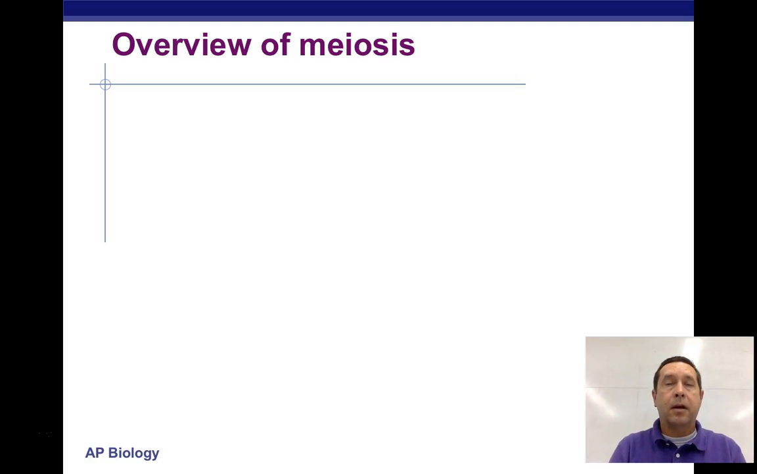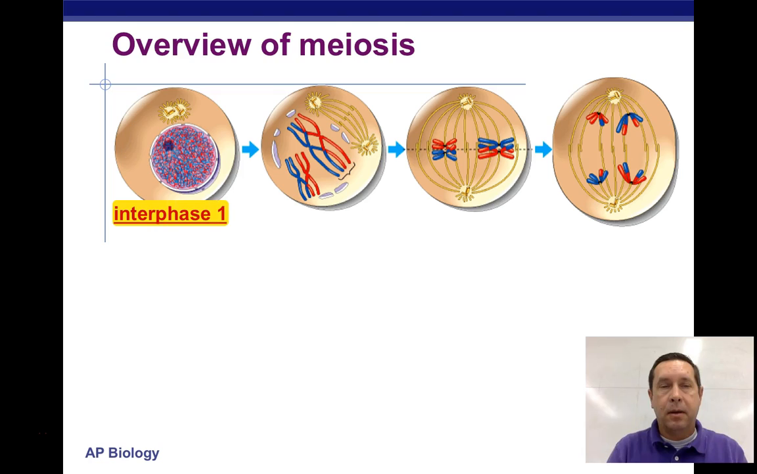All right, in this video, we're going to talk about the process, the stages of meiosis. You'll see some similarities between mitosis and meiosis. So, first of all, meiosis is divided into two sets of divisions, meiosis 1 and meiosis 2. And so your cell is going to be in interphase when we start. It's going to go through prophase 1.